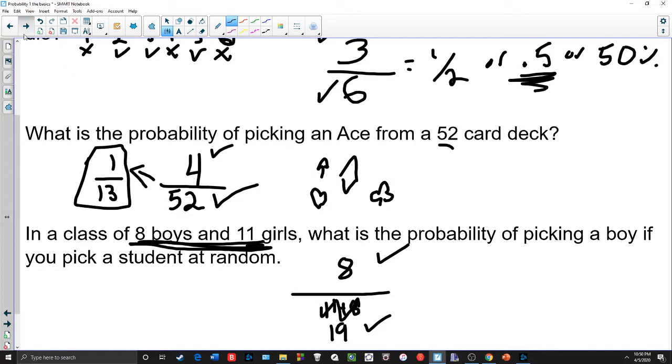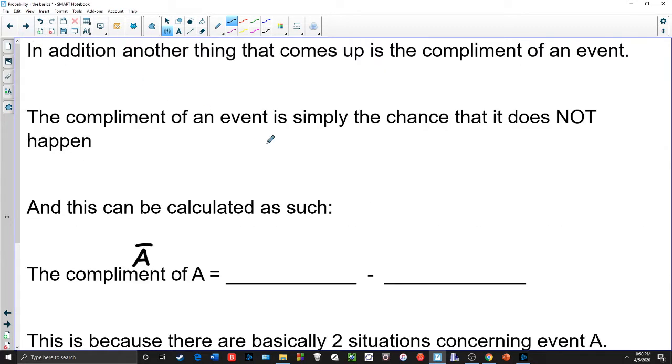Let's step up here a little bit next and talk about complements. So the complement of an event, or the complement probability, is basically the chance that it does not happen. So if I say, let's say event A represents flipping a heads.